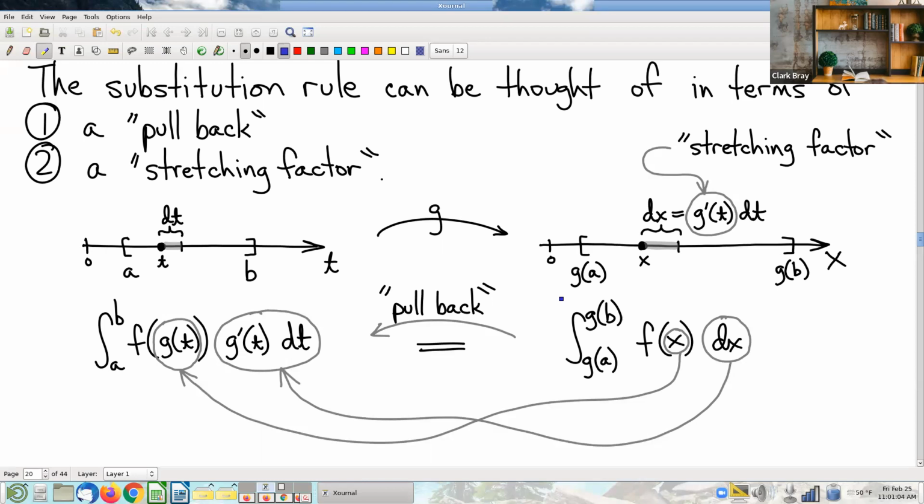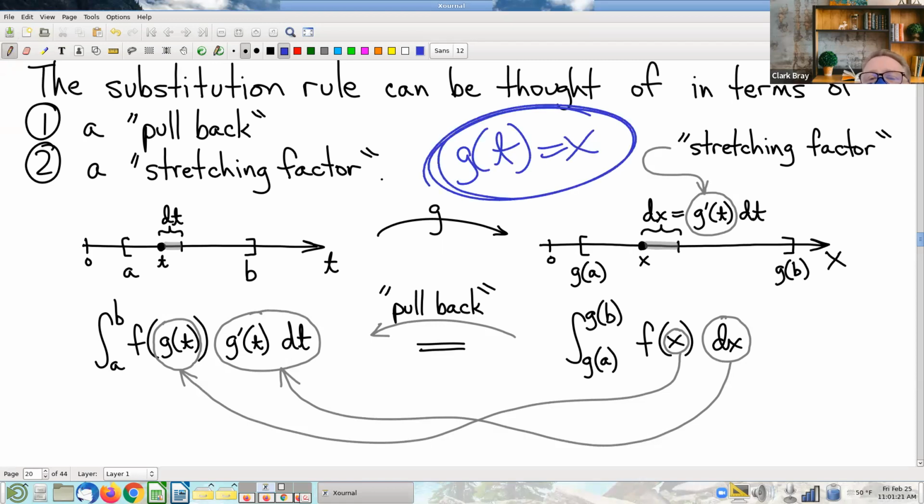And it's very useful for that purpose. But that said, I want to reinterpret it in a totally different way. I want to think of it more kind of geometrically, if you will. I want to think of, when I make a substitution, g of t equals x, right? There's, for example, what a substitution might look like.